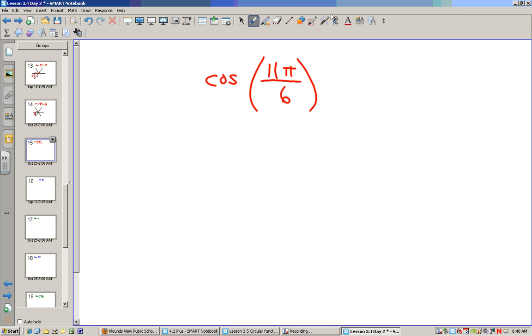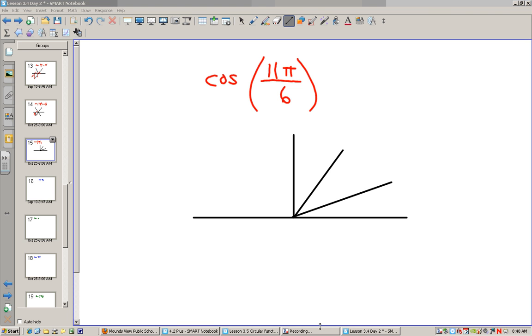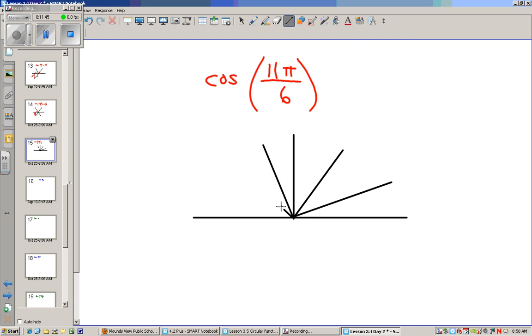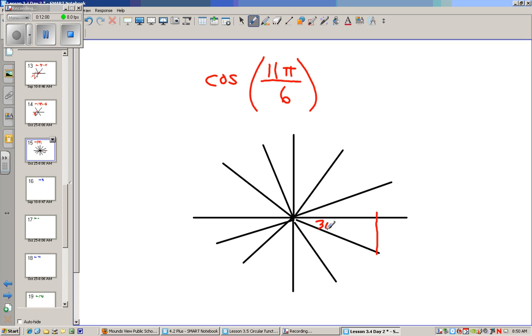Cosine of 11 pi over 6. So we divide them all into 6 sections. All right, keep going around the circle. And 11, we count them out. 1, 2, 3, 4, 5, 6, 7, 8, 9, 10, 11. So this is 11 pi over 6. 6 divides it into 30s. So for cosine, I feel comfortable using 1 as my hypotenuse. So this is just root 3 over 2.